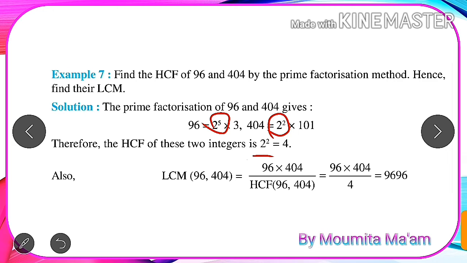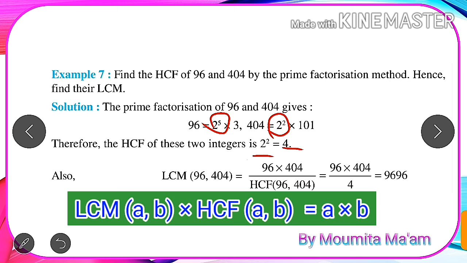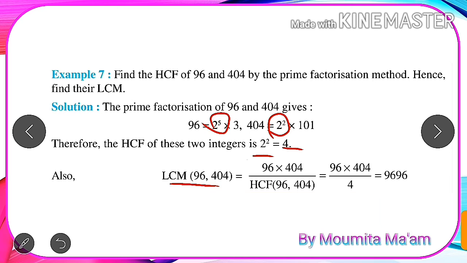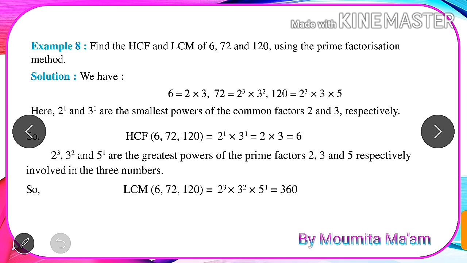Now, as we have found the HCF, that is 4, and we know that the LCM of the given numbers into the HCF of the given numbers equals the product of the numbers, we can write LCM of 96 and 404 equals 96 into 404 divided by HCF of 96 and 404. Therefore, the LCM of the given numbers, 96 and 404, is 9696. Let's see the next example, that is example number 8.